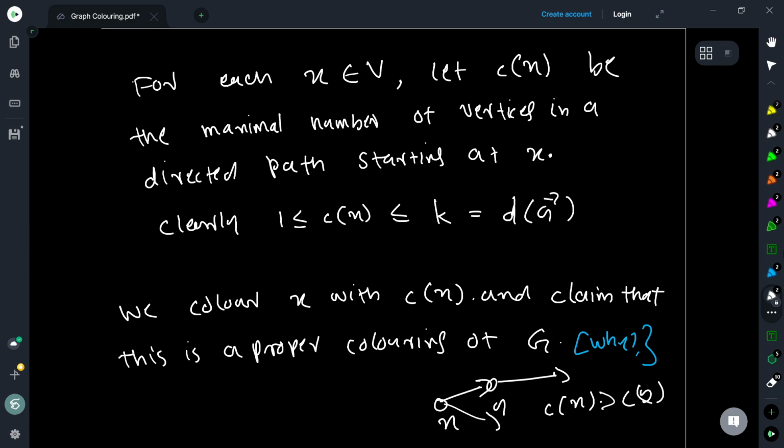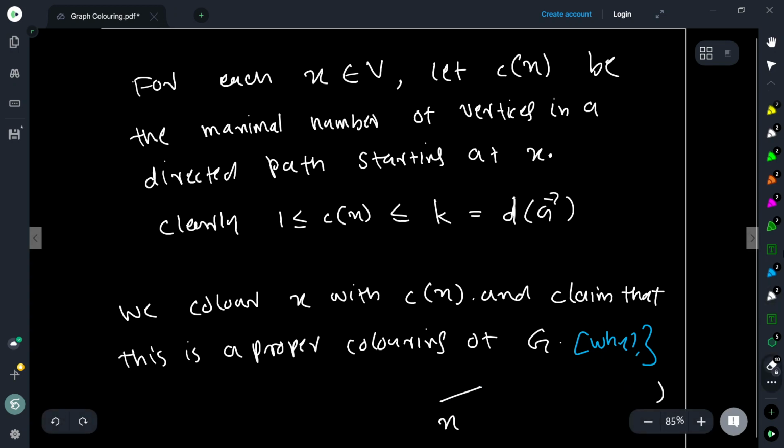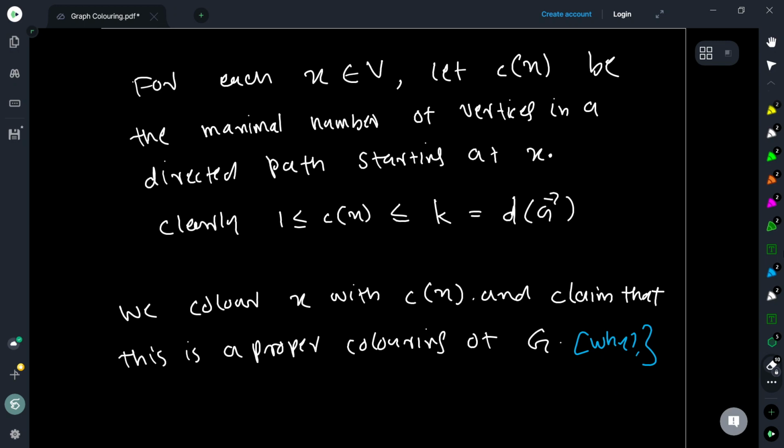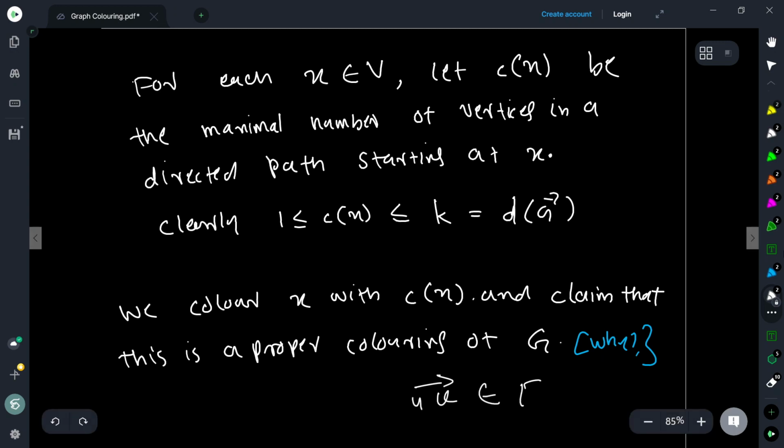So therefore, whenever there is an arc in the directed acyclic graph that we have, we know that for those arcs we will give different colors to adjacent vertices. So now what we need to show is what happens if it belongs to the removed arcs. So if we have removed some arc, let's say UV, so we have removed UV, which belongs to F, then what can you say?